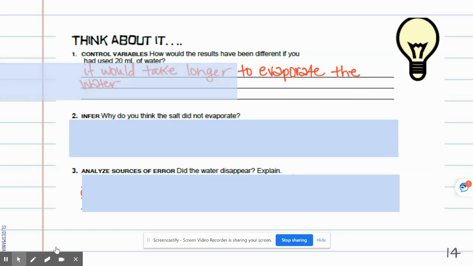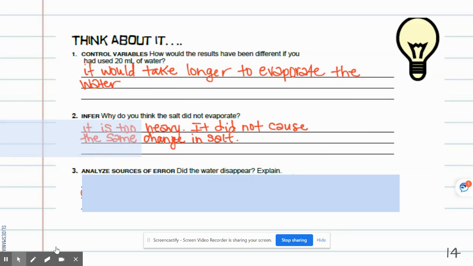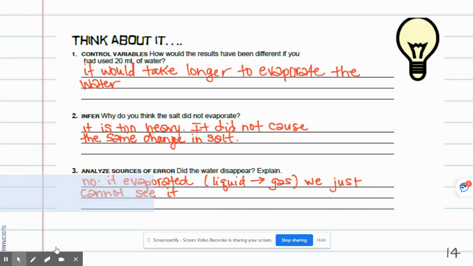The results would have been different if I had used 20 milliliters of water. It would have taken longer for the water to evaporate. And the salt did not evaporate because it has different properties. It's heavier. It didn't cause the same change. And remember, it's important that the water didn't disappear. Instead, it evaporated from a liquid to a gas. We just can't see it.